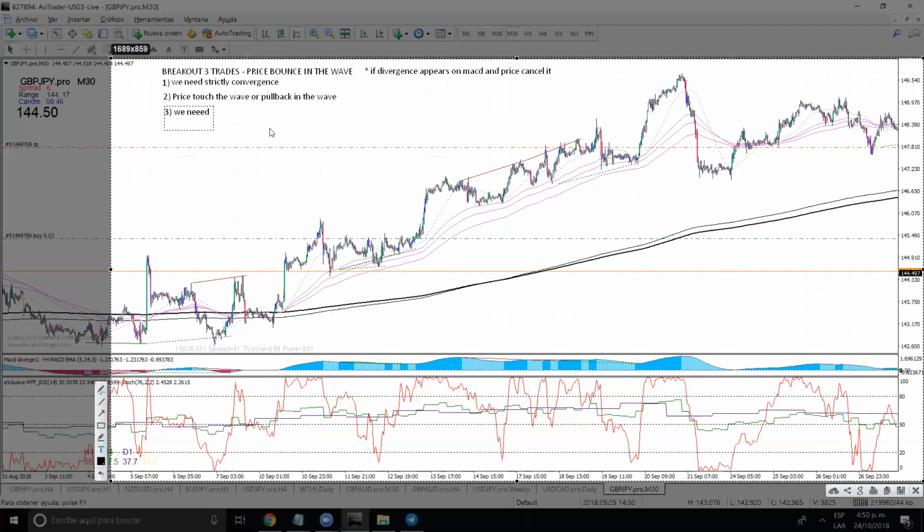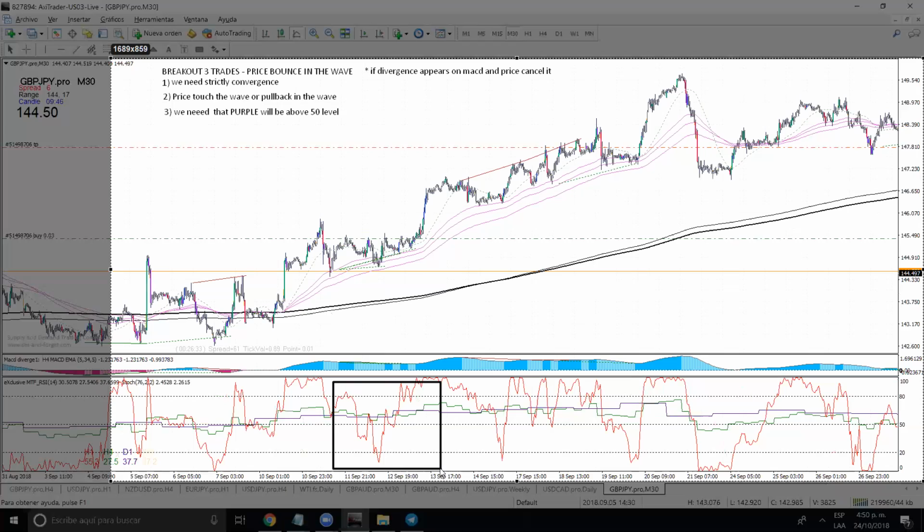We need, in the Holy Grail indicator, that purple will be above 50 level. Okay, let's quantify it. An example here. Those are a perfect example from this setup.